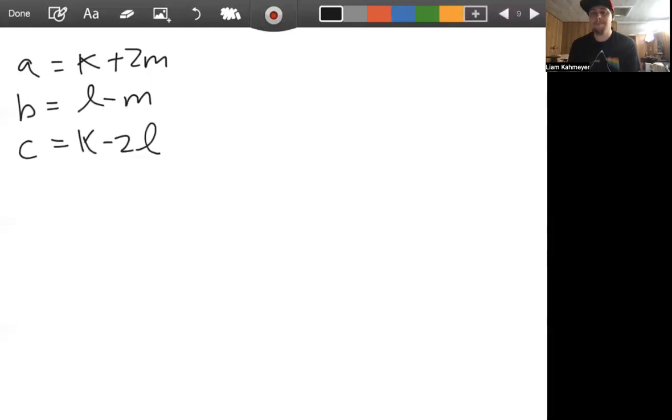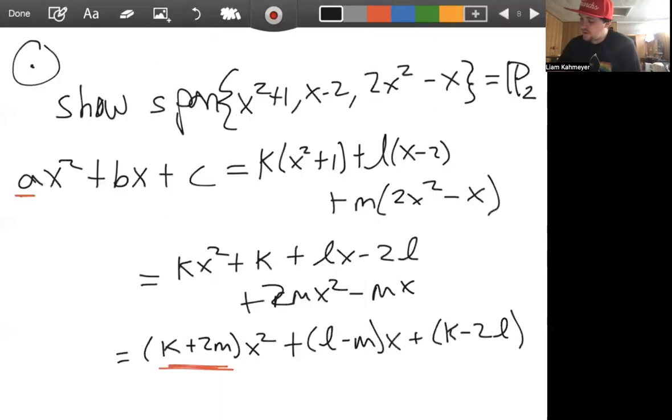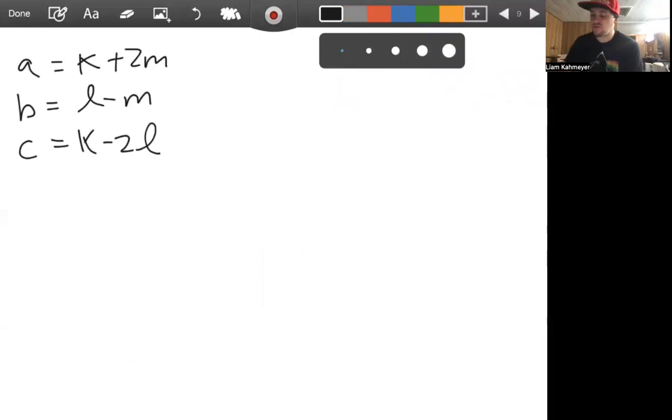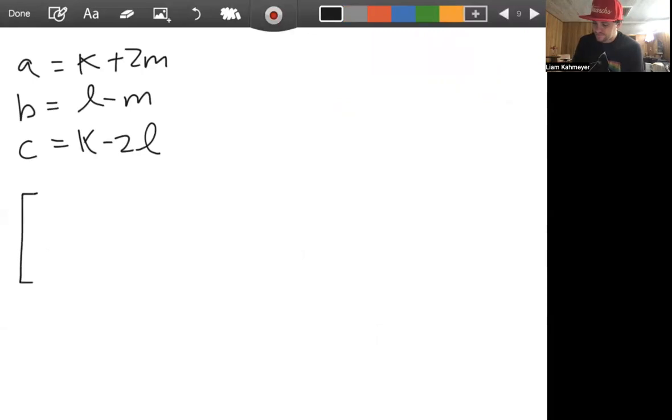Right? And so here we have a, b, and c solved for in terms of k, l, and m. But to show that k, l, and m exist for any a, b, c, we have to write k, l, and m in terms of a, b, c, right? So basically, what we need to do is solve this system of equations for k, l, and m in terms of a, b, and c, right? Well, how would we do that? We would do that by setting up an augmented matrix.